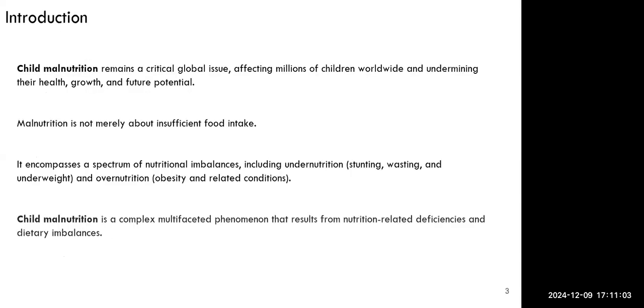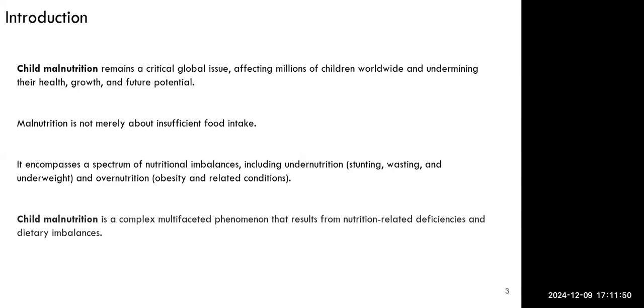Okay, so for the developed world, I believe child malnutrition is not well known. I had the chance to present in a couple of European countries, where I thought everyone knows, but then I realized not everyone around the world knows about child malnutrition, because this is a problem which is more prevalent in developing and low and middle income countries. It's a critical global issue because it affects millions of children worldwide. It does not only undermine their health and growth, but also the growth of nations.